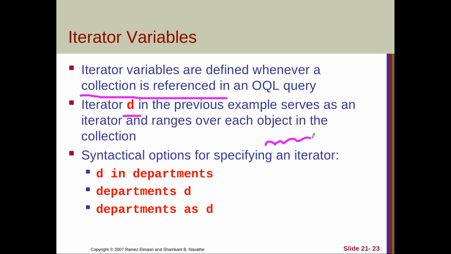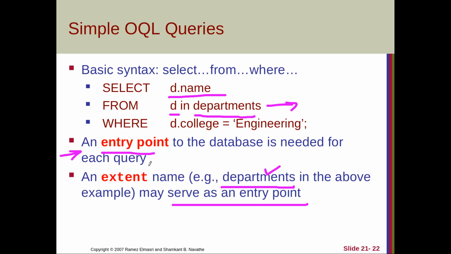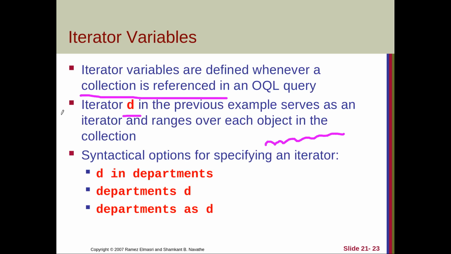So for each object D will be considered. First iteration, first object, second iteration, second object. Similarly, it can search among all the objects present under that particular extent name. Now we can have different options. So here I have given D in departments. So D in departments is one option.